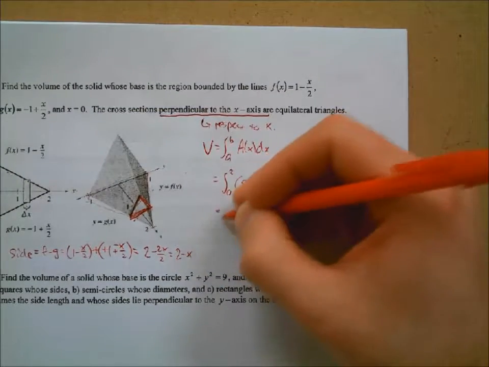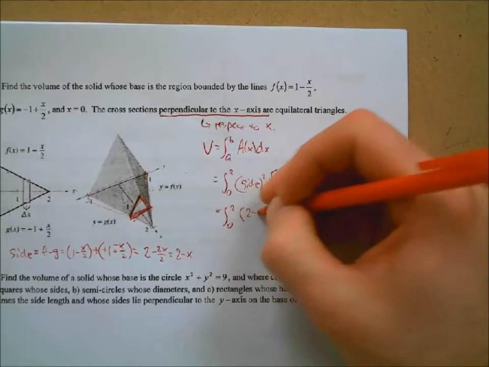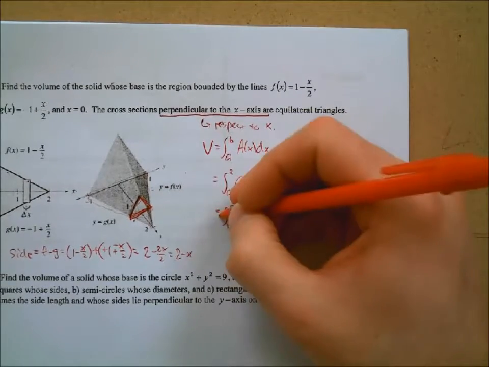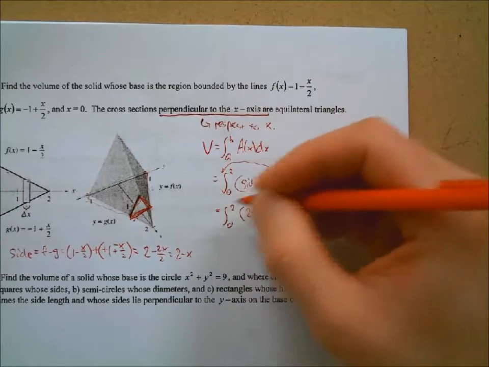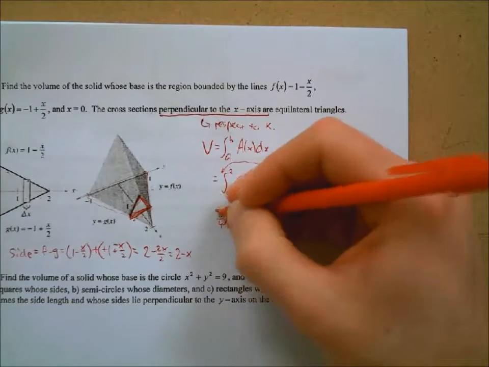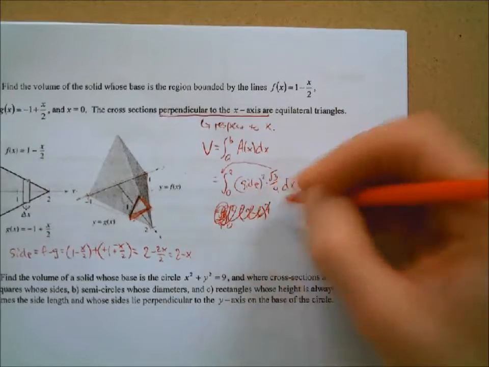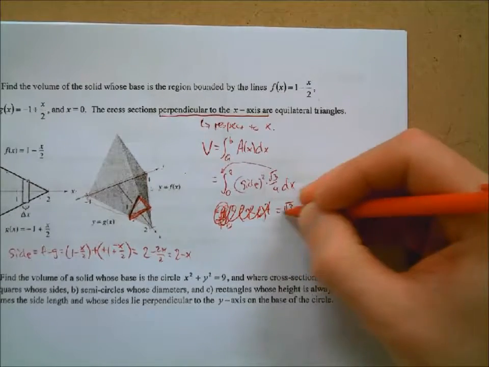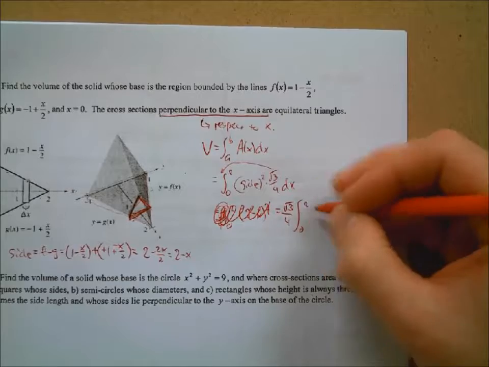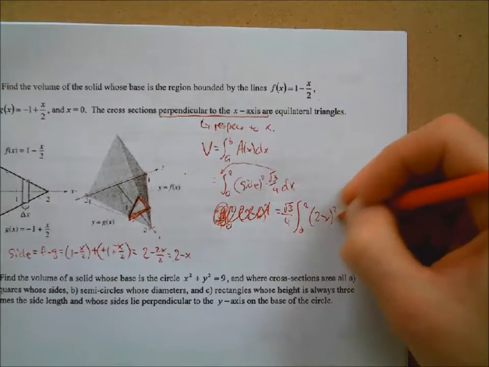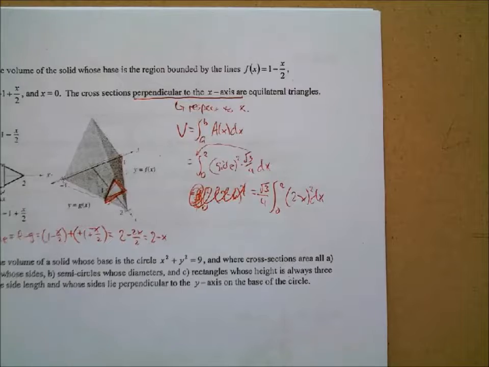And so for our integral, we'll do the integral from 0 to 2 of (2 minus x) squared. Okay, actually I should pull the root 3 over 4 out front here. Squeeze that in front there. All right, I'll just rewrite the whole thing. Okay. I decided to rewrite it there. All right, and yes, we're going to actually integrate this. Okay.